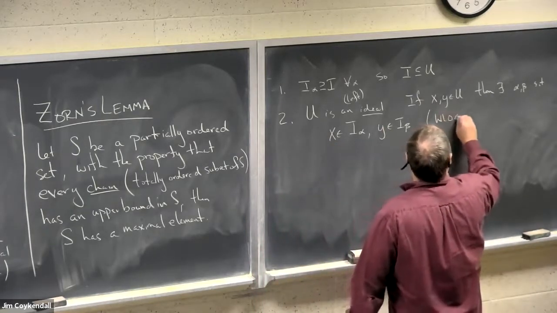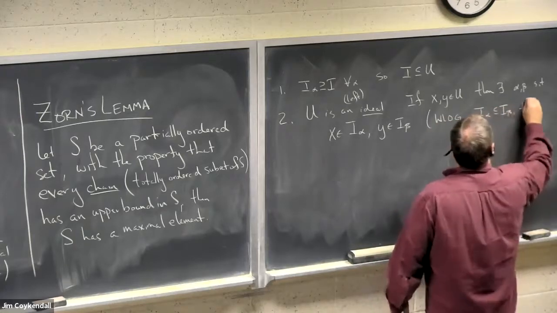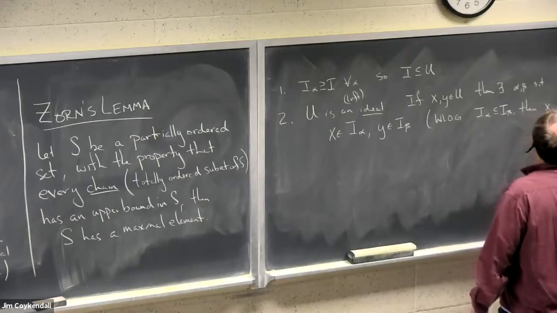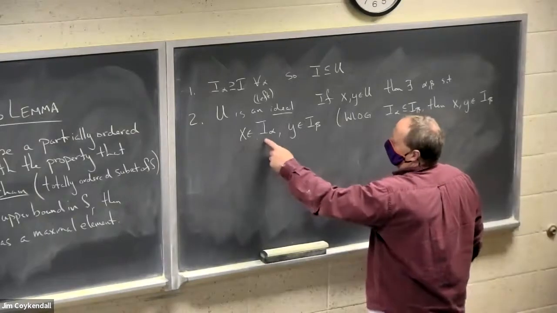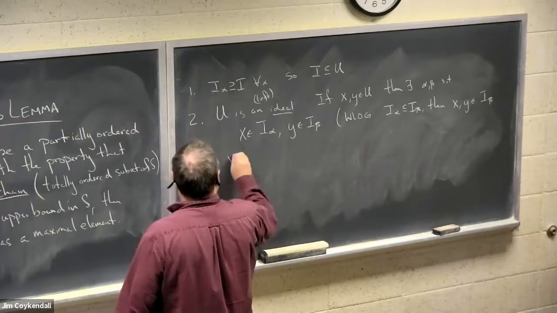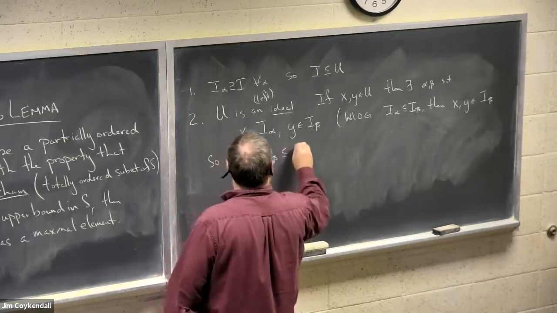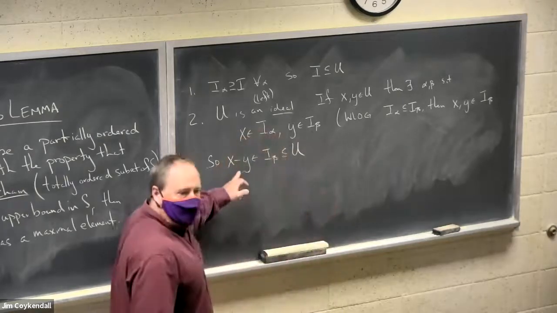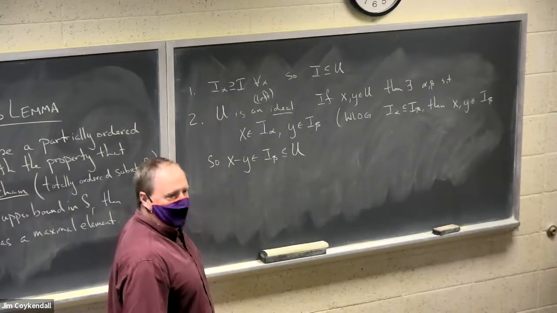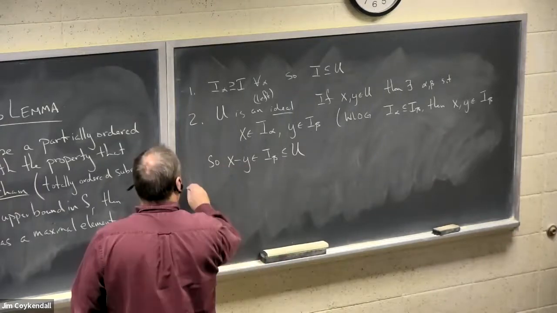Without loss of generality, suppose that I alpha is contained in I beta, then X and Y are both in I beta. Because X is in I alpha, which is in I beta, and Y is in I beta. So X minus Y is in I beta, which is in U, and that's really all you need, because the rest of the ideal property is pretty clear. And let me make one more remark.